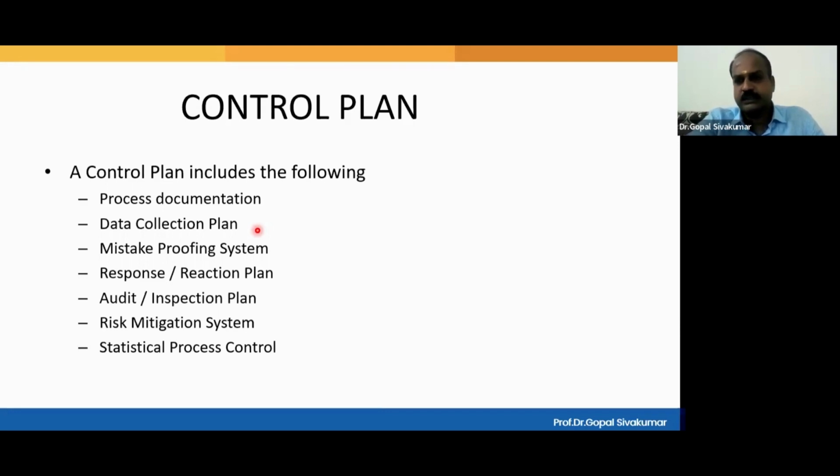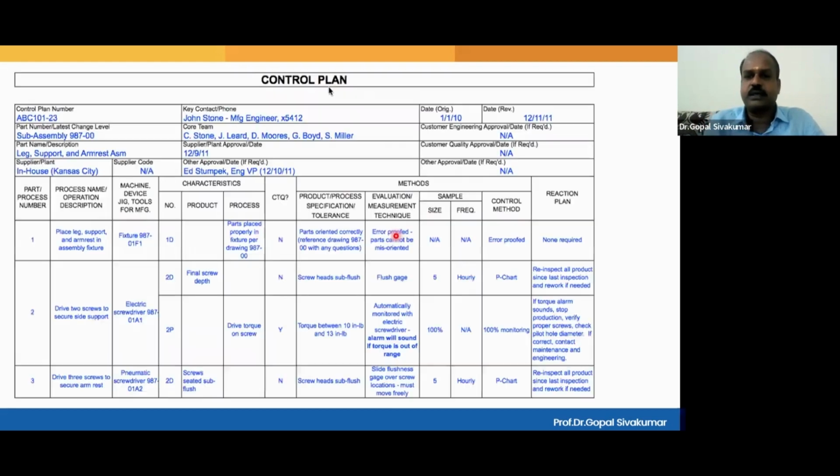Similarly, the risk mitigation system and the statistical process control guidelines. So the set of all the documents which will ensure that your results are always on par with the plan and it never goes out of order, right? Whether it is the output or the input or the process, any deviation, the control plan will immediately help you to bring it back to normal.